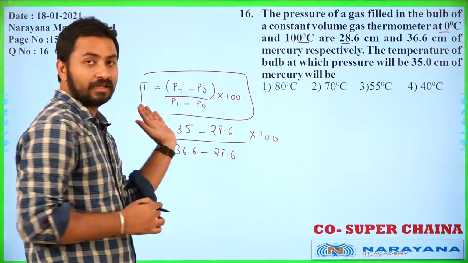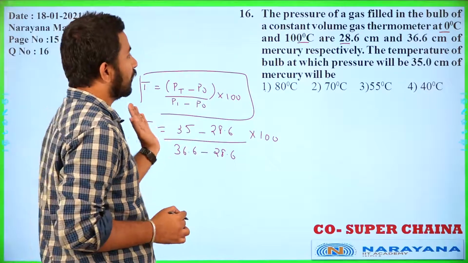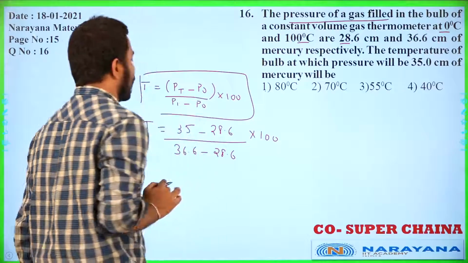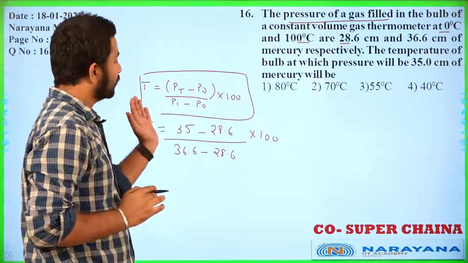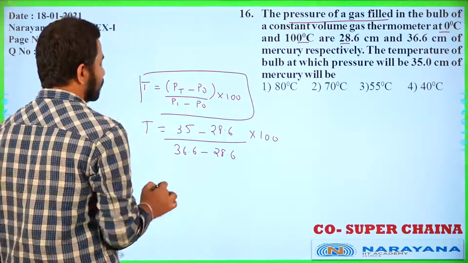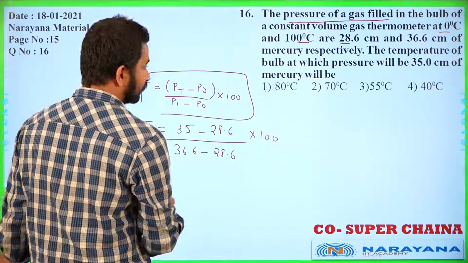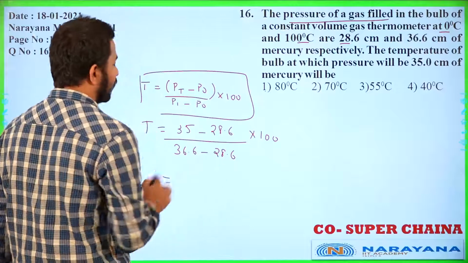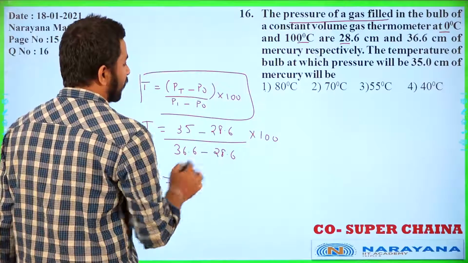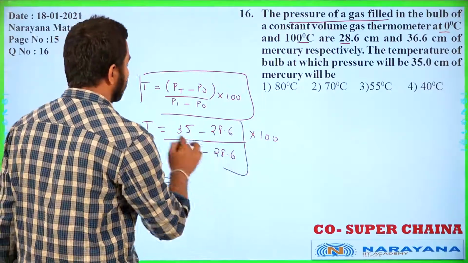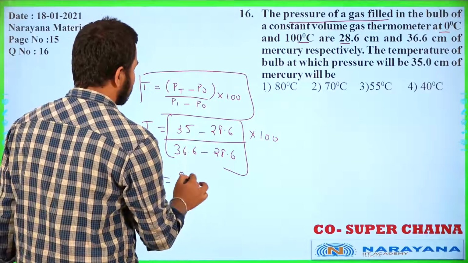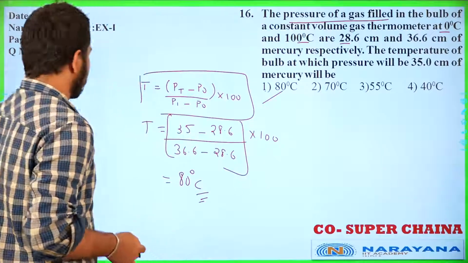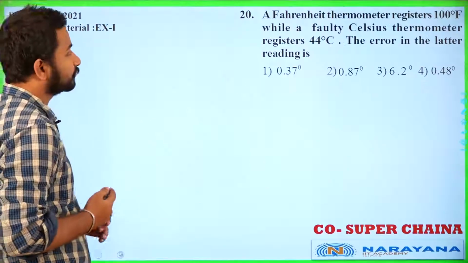This is the relation for a pressure gas filled thermometer. So just substitute the values here: 35 minus 28.6, and here we have 36.8 minus 28.6, into 100. If you simplify this, we are getting 80 degrees Celsius. That will be the answer of this question, student, right? So let's proceed to the next one now.